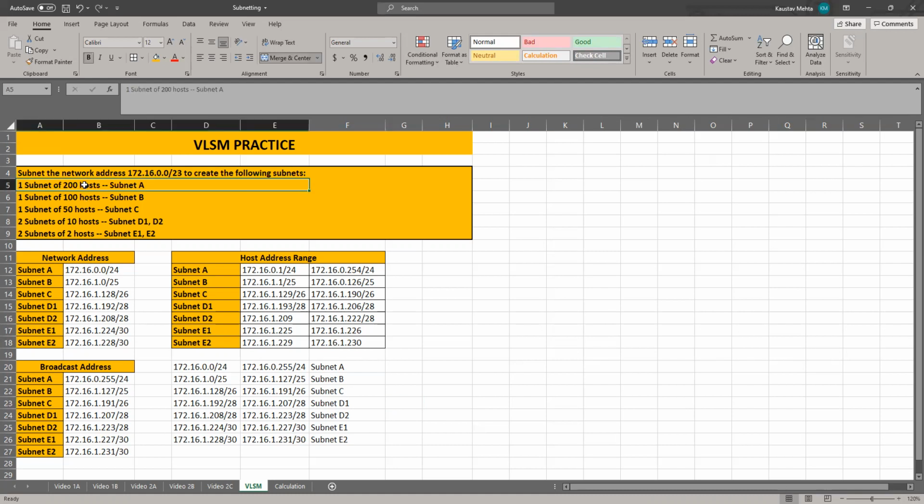Again, the first step is always to arrange them from the highest number of hosts first, moving down to the lowest number of hosts, and keep subnetting them down until you've completed all the subnets you require. We had 7 in our example, so that gives us 7 different addresses. And that's how you subnet.